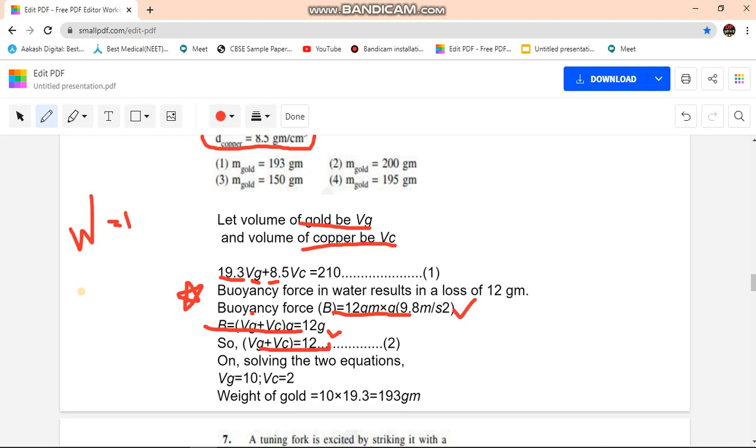And after solving both equations, this is our first equation and this is our second equation, we will get the volume of gold be 10 and the volume of copper be 2. Then the weight of gold, what will it become? Its volume into its density, and that is equal to 193 gram. So friends, our option number 1 is correct.